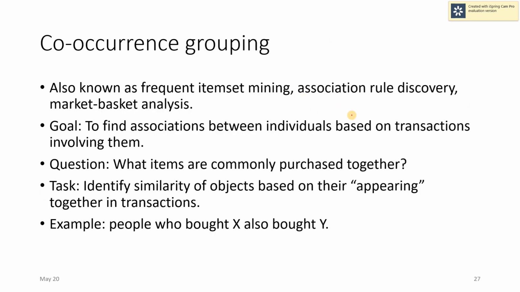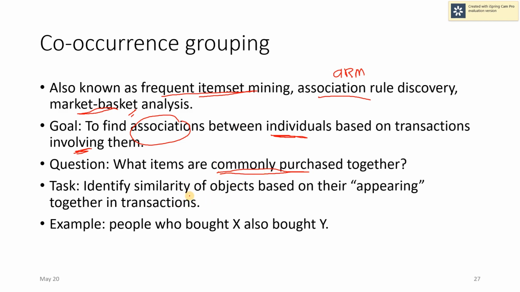Okay. Next is co-occurrence grouping, which is also known as frequent item set mining. Sometimes we call it frequent item set mining, or we can also call it association rule discovery or association rule mining. Or we can also say market basket analysis. Why? Later I will tell you why we call it market basket analysis. So the goal is to find the association between individuals based on transactions involving them. For example, we want to see whether there is an association between individuals based on their transactions. So our question is, what items are commonly purchased together?